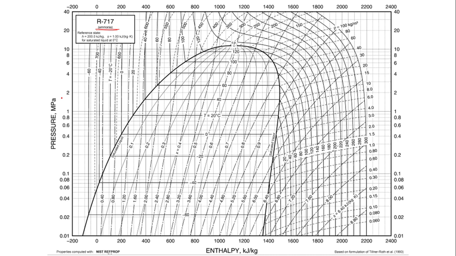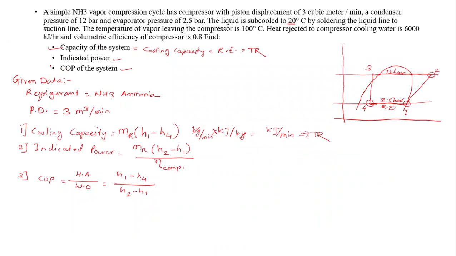The one thing we need to understand here is that the pressure given in this pH chart is in MPa, the megapascal. However, the pressures given to us are in bar. The condenser pressure is 12 bar, whereas the evaporator pressure is given as 2.5 bar. We will just confirm once. Yes, 12 bar and 2.5 bar.